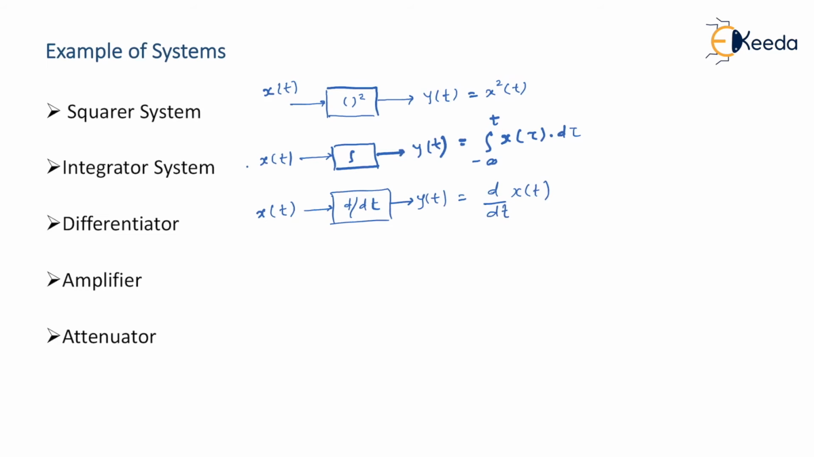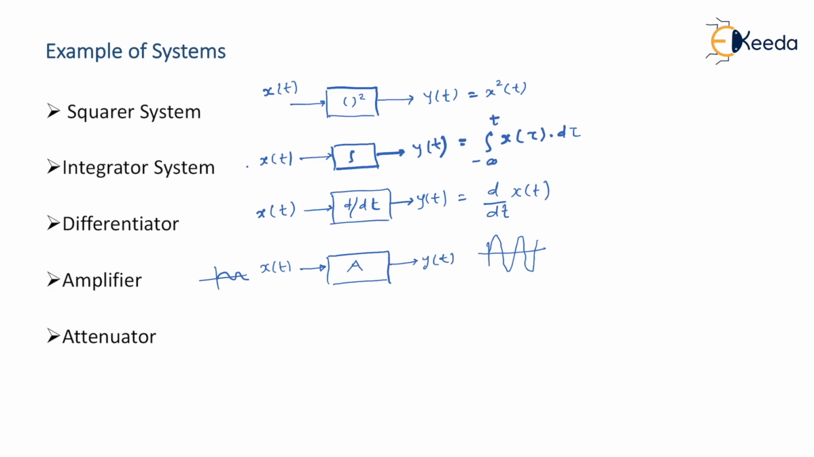Or we can have an amplifier also. Let's say an amplifier with gain equal to a. We have some x of t input here and y of t as output, and we know how this amplifier system really works. Let's say some AC input is applied here, it is going to produce a similar shape output but in the amplified version. Am I right?